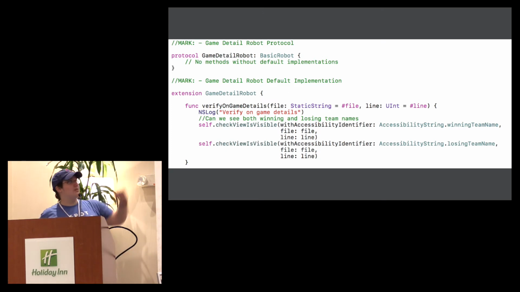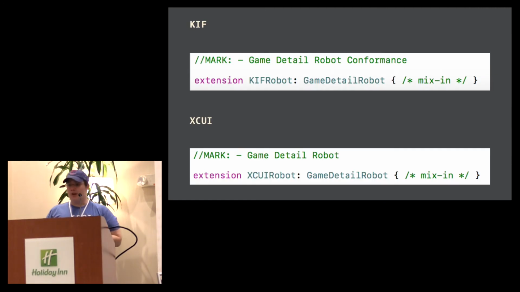So you just have an empty protocol declaration and a whole bunch of functions. For the KIF and XCUI robots, all you have to do is add an annotation that it conforms to the game detail robot protocol. You are totally done. The default implementations of functions in the protocol take care of everything else. The EarlGrey robot was a little bit more complicated.